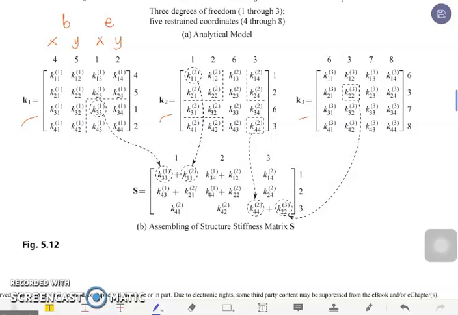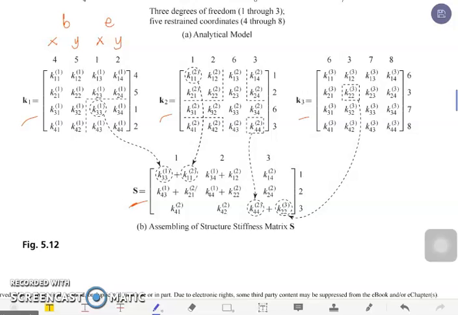To assemble our S, same procedure, identify the number of degrees of freedom. For this illustration, there are 3 degrees of freedom. So we have here on top 1, 2, and 3 to represent the columns. Whatever is written on top should be written on the side, so we have here 1, 2, and 3. This represents now the rows in our S, the structure stiffness matrix. Similarly for our small letter k, whatever is written on top should be written on the side.